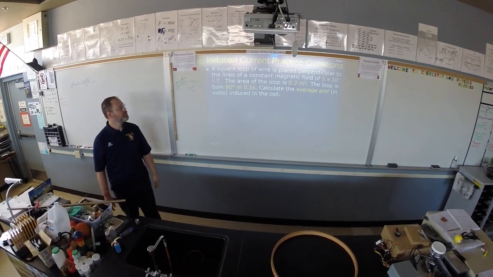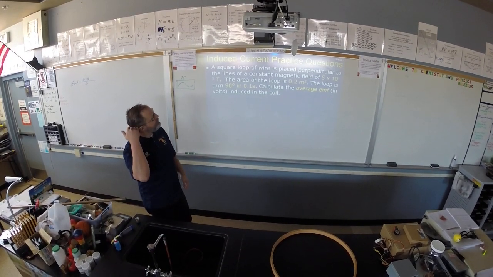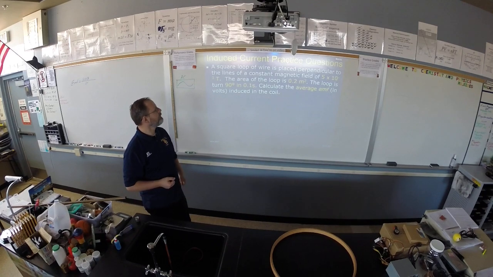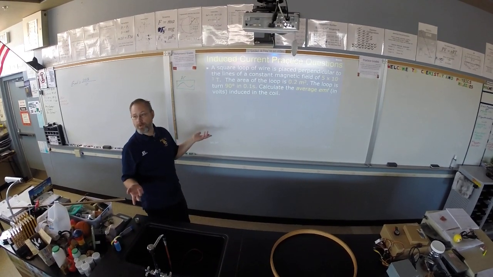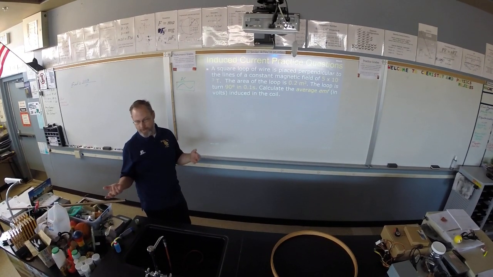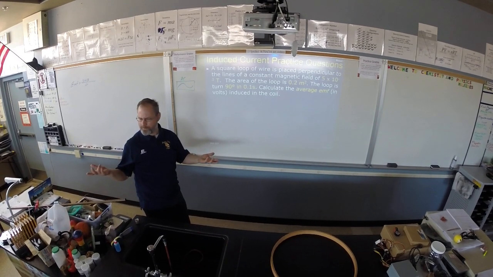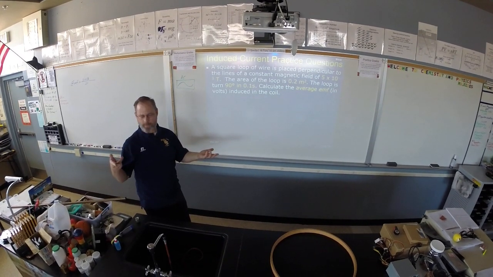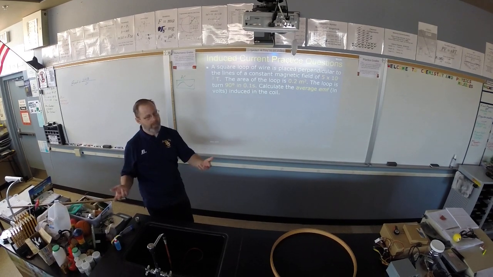Pretty straightforward. You got one loop. You have 5 milliteslas of magnetic field. The loop area is given to you at 0.2, you don't even have to calculate it. FYI, once again, area has what formula? Geometric formula? Pi r squared. In case you need that, pi r squared.